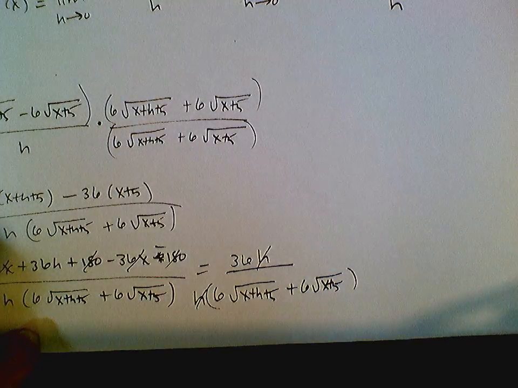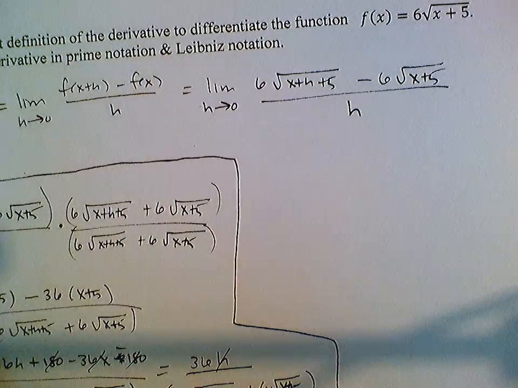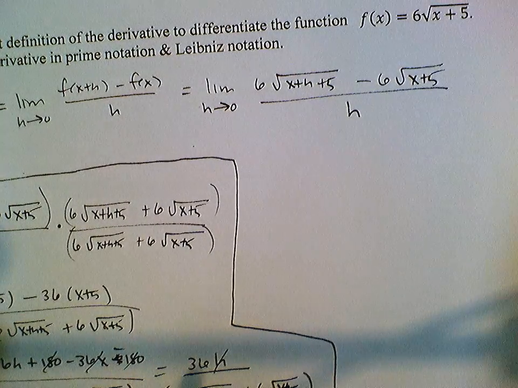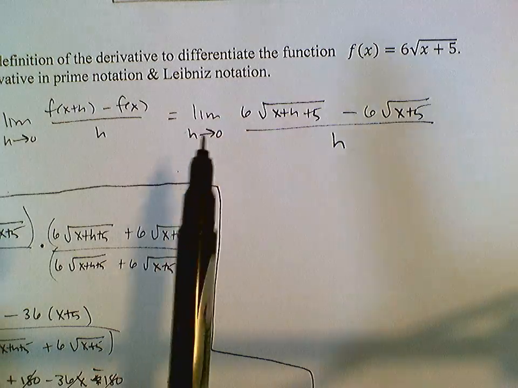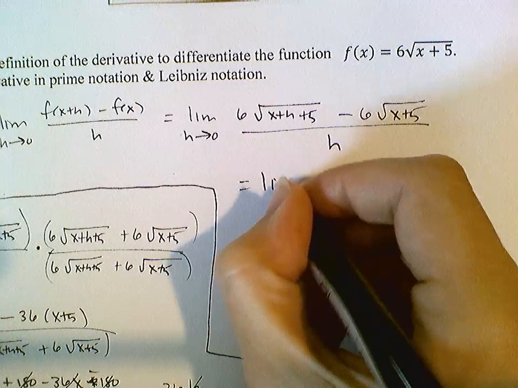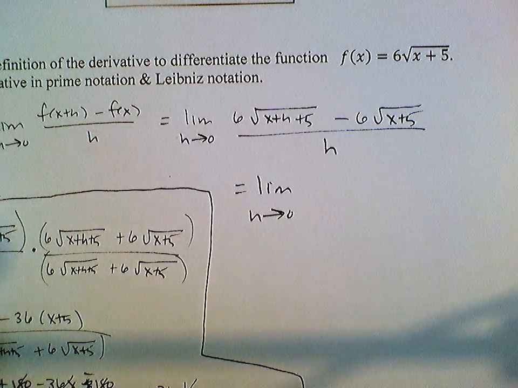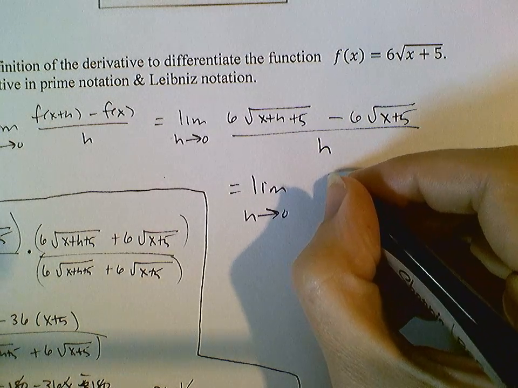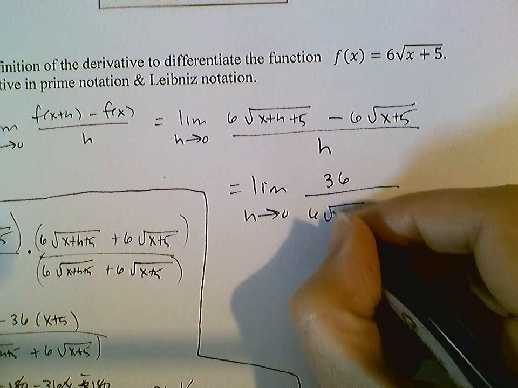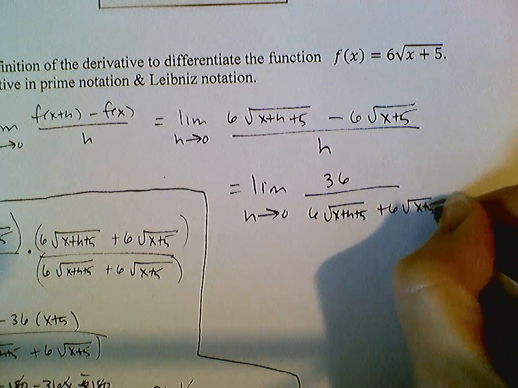So now I'm going to go back up here and section this off. Because of this work I did off in the margin, I'm going to make the observation for my reader that the limit as h approaches 0 of this is equal to the limit as h approaches 0 of my simplified expression off to the side: 36 over 6 radical x plus h plus 5 plus 6 radical x plus 5.